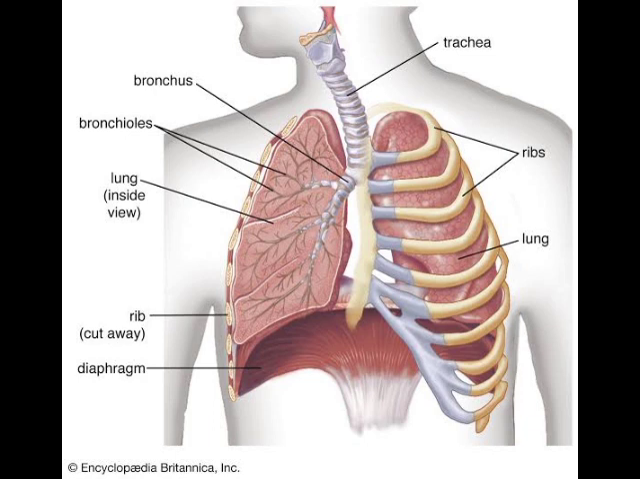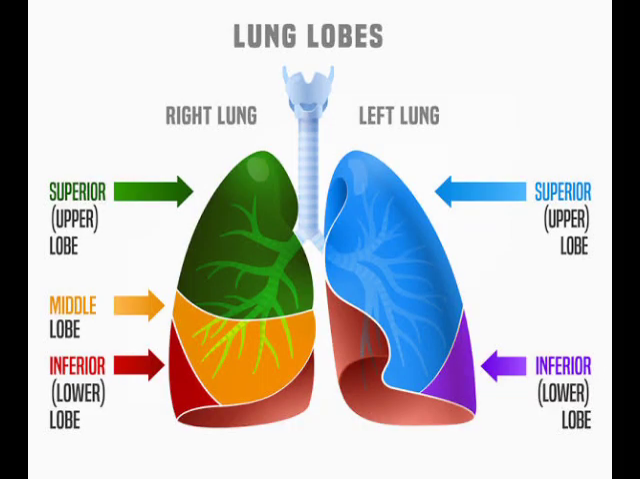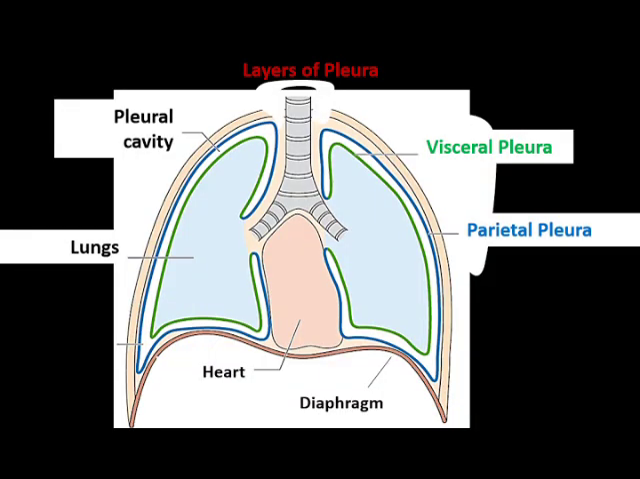The trachea is divided into two main bronchi tubes, one for each lung. The bronchi in turn subdivide further into bronchioles. The right lung is divided into 3 lobes or sections, while the left lung is divided into 2 lobes. The pleura are 2 membranes that surround each lobe of your lungs and separate the lungs from your chest wall.